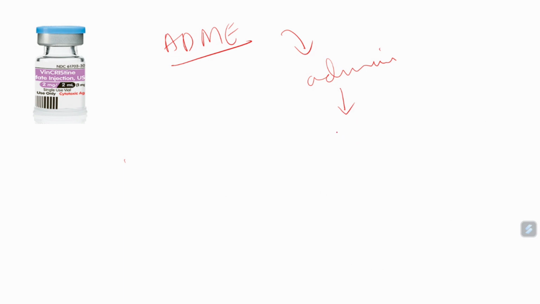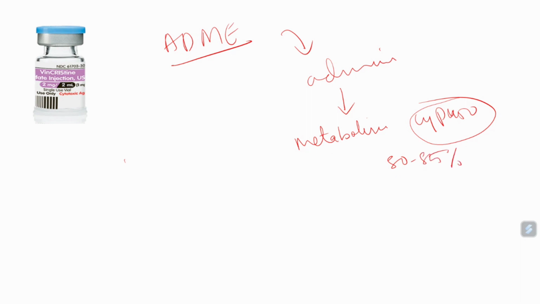Okay, they are distributed in tissues, and most of the drug is metabolized by cytochrome P450 enzymes in the liver. Approximately 80 to 85% of the drug is metabolized in the body, and the metabolites are excreted through bile, through feces.